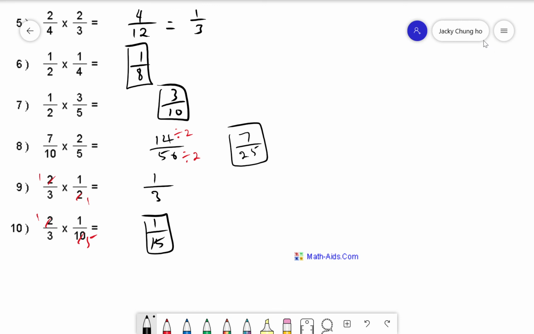And in the next video we will talk about fraction division, which is highly similar to what we're doing in here.